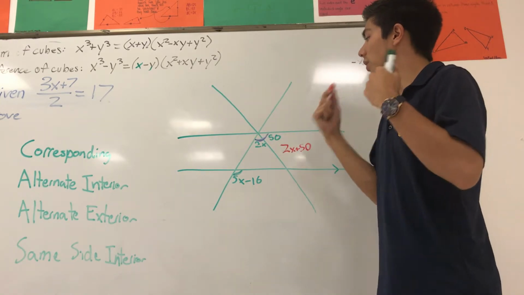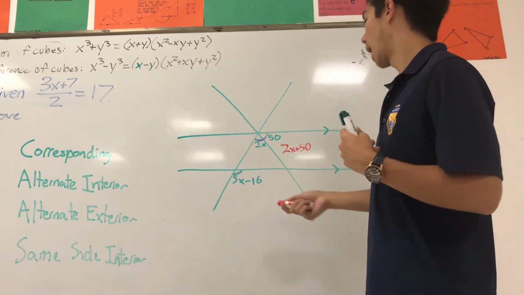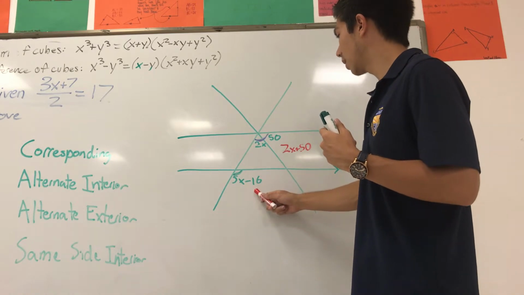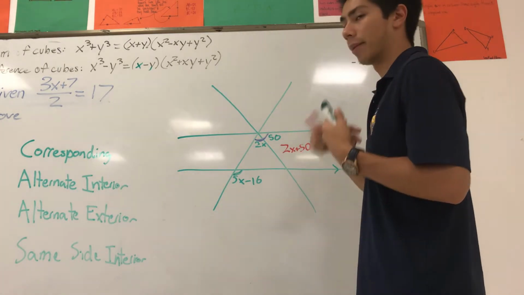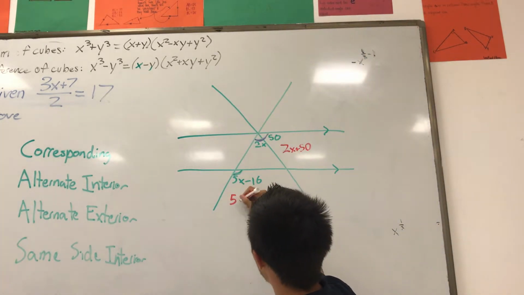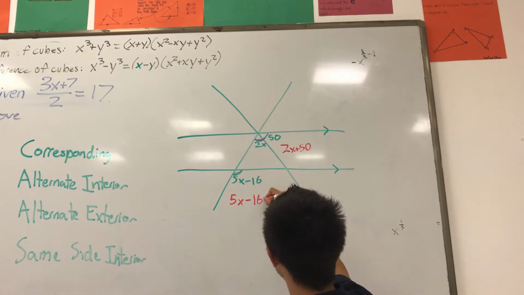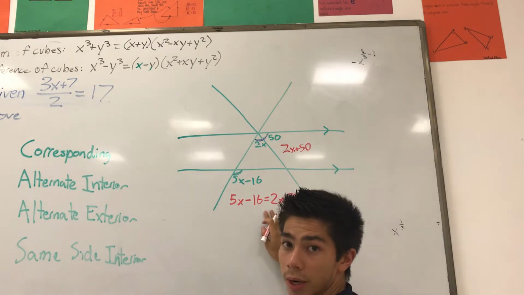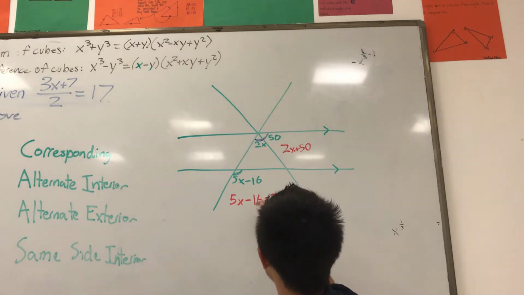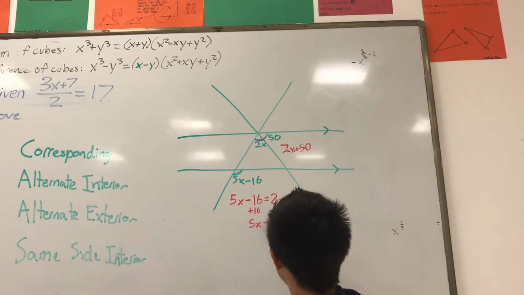So if I am now translating that into algebra, so we're going from geometry to algebra, I want to say that 5x minus 16 is congruent to this. I'm going to say that they're equal to each other. So what I'm going to do to solve this problem is I'm going to say that 5x minus 16 is equal to, they're congruent to each other, is equal to 2x plus 50. Once you get to here, you just have some basic algebra. So we're going to add 16 to both sides, get 5x equals 2x plus 66.